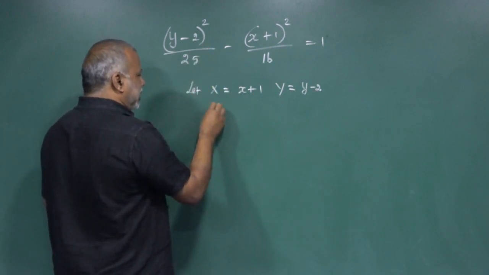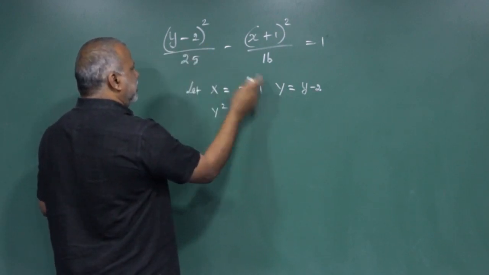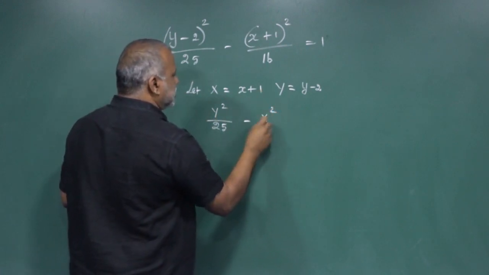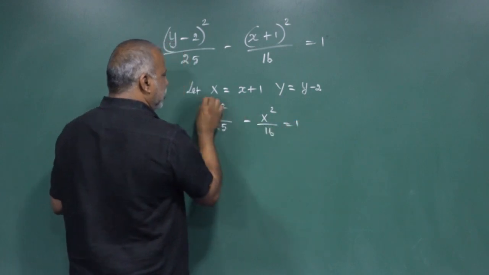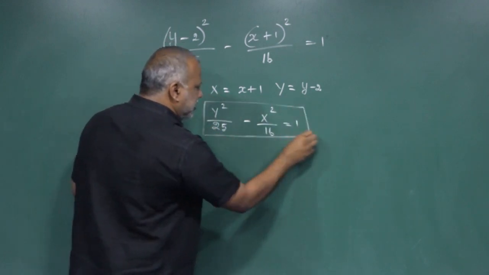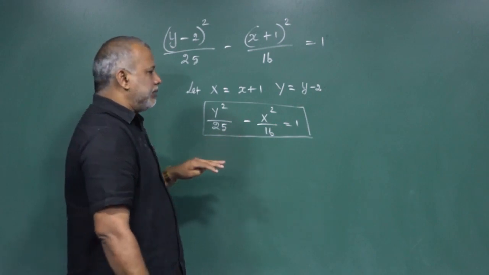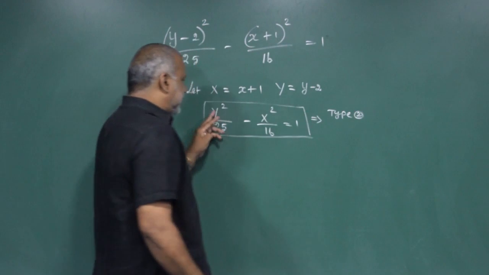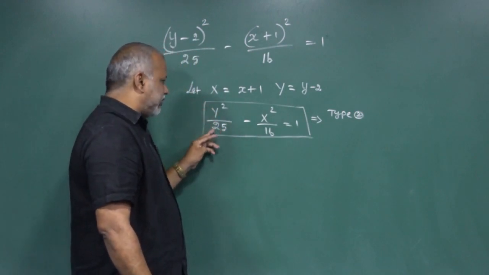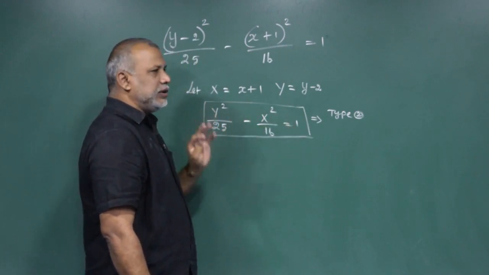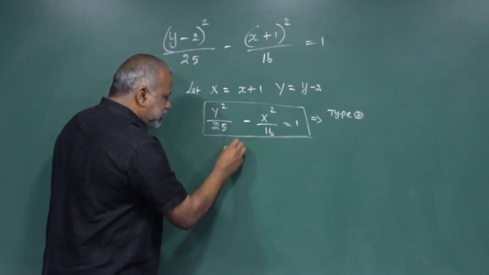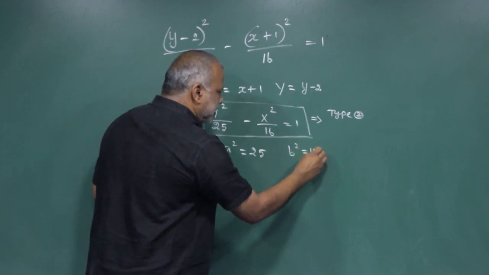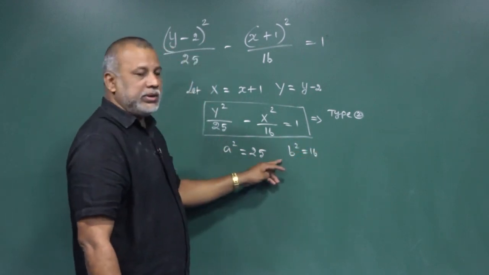Now the given equation becomes capital Y squared divided by 25 minus capital X squared divided by 16 equal to 1. Now the given equation reduces to standard form. It is in the type 2 form. The reason is that it starts with y squared. So y squared by 25 minus x squared by 16 equal to 1. So a squared equal to 25, b squared equal to 16. So we need a squared, b squared.